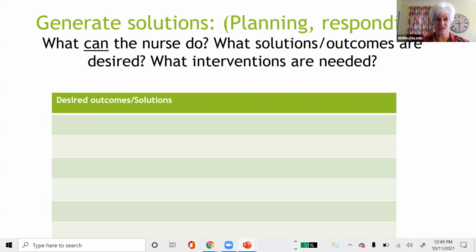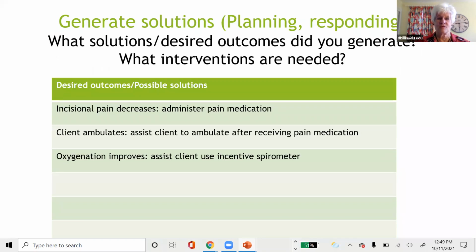Okay, so action steps. What do we want to have happen? I can probably just go ahead and talk about this because it should be pretty intuitive. We'll skip ahead a little bit. This is what we want to have happen. We want to decrease the incisional pain, and we're going to give the pain medicine. We're going to get the patient up and help him ambulate, but we're going to do it after he's had the pain medicine. That's a teaching point for this beginning student.